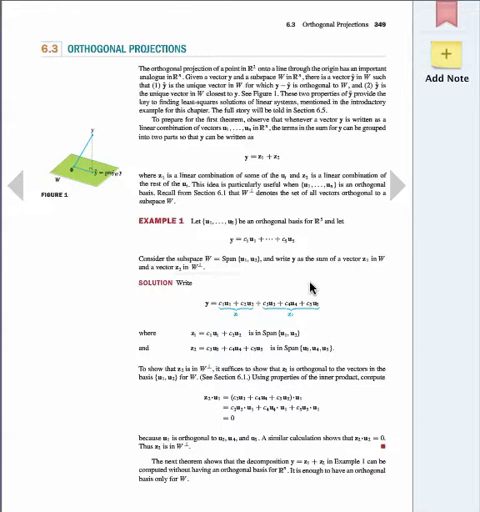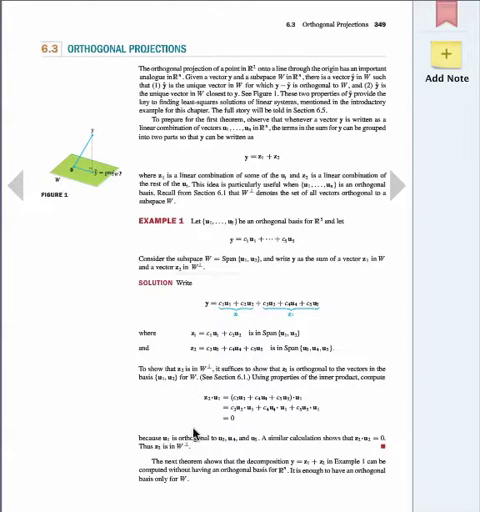So, if you were following what's going on in 6.2, this section should not be a very big stretch. Before we talked about a projection onto a vector or a line, here we'll talk about a projection onto a subspace. And the idea is, if I've got an orthogonal basis for some subspace, the projection onto that space is going to be pretty much exactly what you think it's going to be.